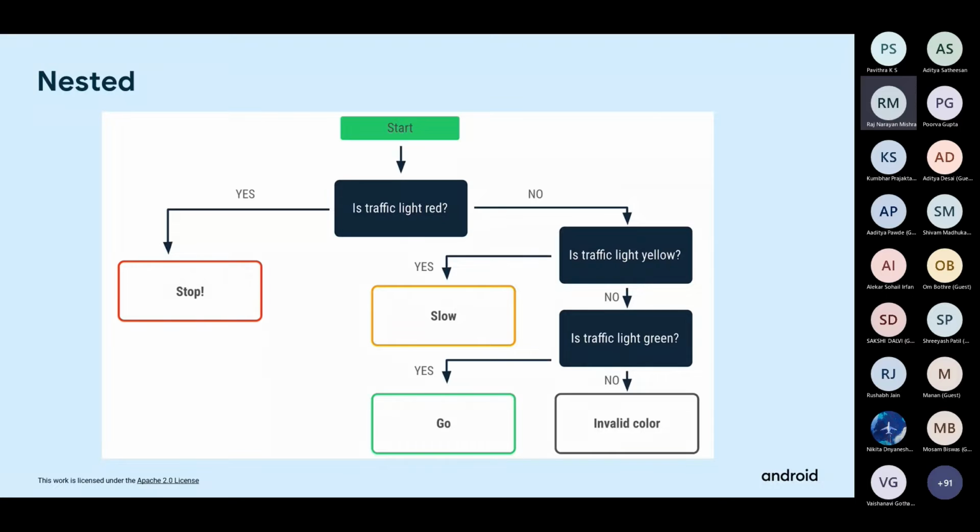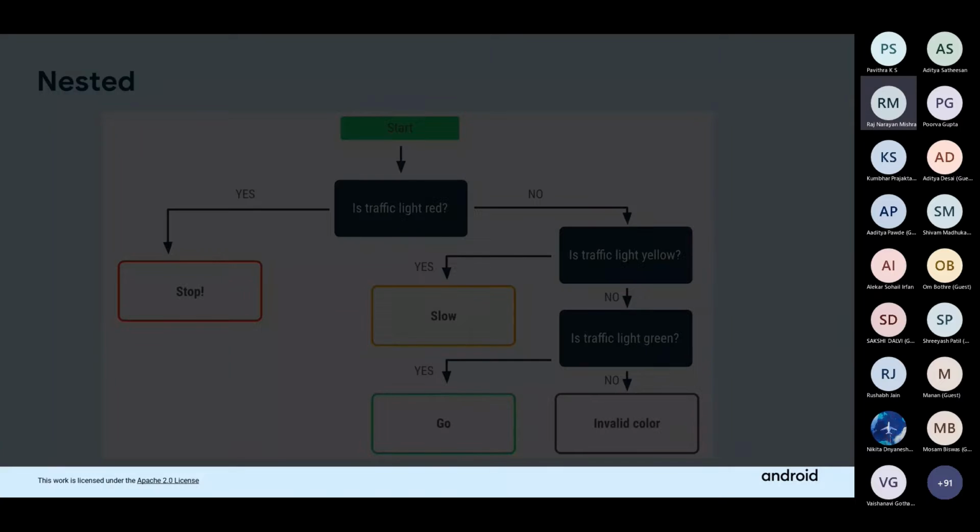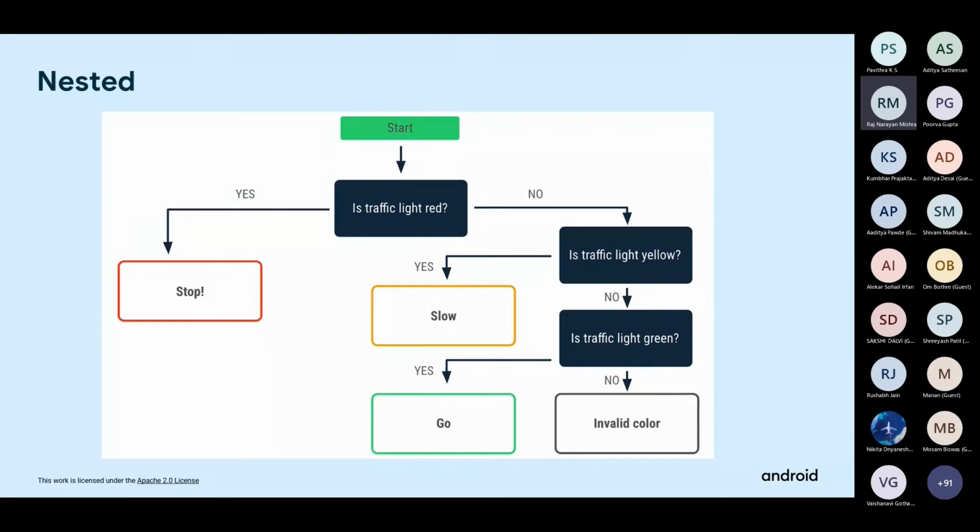Now we can also make nested conditions, like in the traffic lights. Is the traffic light red? If it is red, then you have to stop. But there are more options: either it's yellow or green. If the traffic light is yellow, then you have to move slow. If the traffic light is green, you are free to go. And if the color is different, here it's invalid.